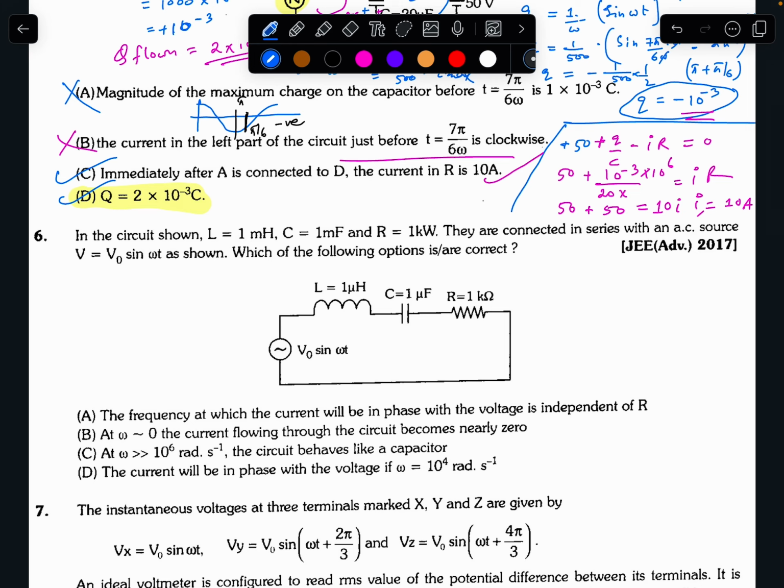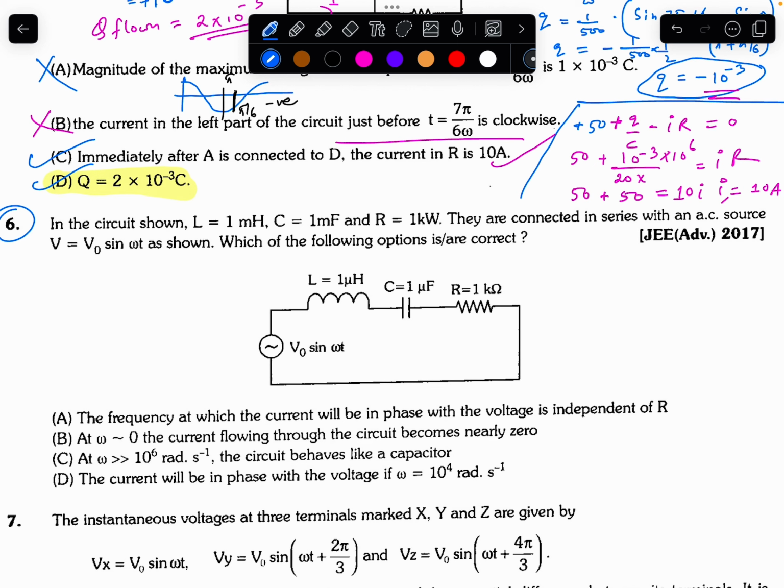Okay. Next, let us proceed to question number 6. So question number 6, what they are saying? In the circuit shown, L equal to 1 mH, C equal to 1 mF. So here this question is a little wrong. Make it micro. In the diagram they have given correct. R equal to 1 kilo-ohm. They are connected in series with an AC source V equal to V naught sin omega t. Which of the following options are correct?